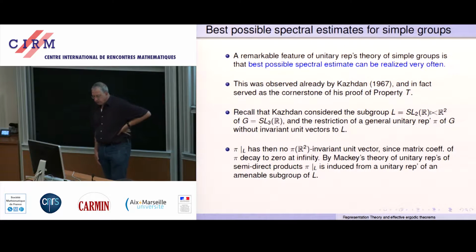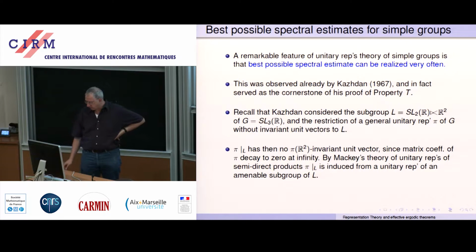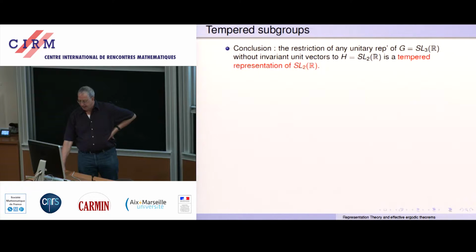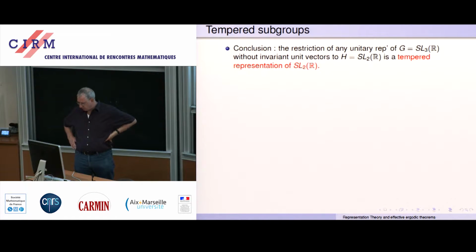And then pi restricted to L has no R2 invariant vectors, since matrix coefficients of pi decay to 0 at infinity. And then by Mackey's theory of unitary representations of semi-direct products, the restriction of pi to L is induced from a unitary representation of an amenable subgroup of L. This key observation is in Kazhdan's original argument. And it follows from that that pi restricted to L is weakly contained in the regular representation of L. And the conclusion of that is that the restriction of any unitary representation of G equals SL3R without invariant unit vectors to SL2 is a tempered representation of SL2.